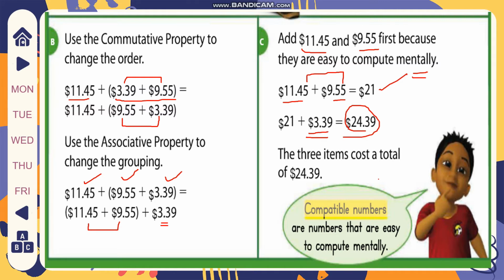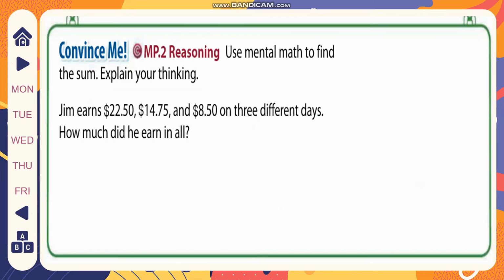So when we say compatible numbers, these are the numbers that are easy to compute mentally. You need to find out which number is easier for you to add first or to subtract first. Those are the numbers that you need to combine, regroup, or rearrange in order to answer the problem easily.